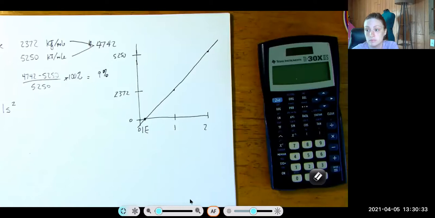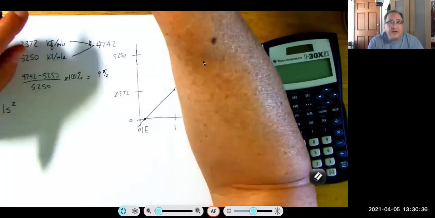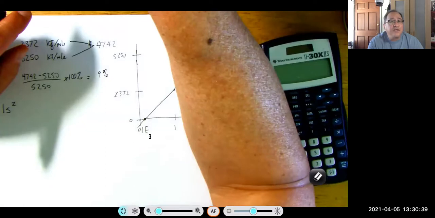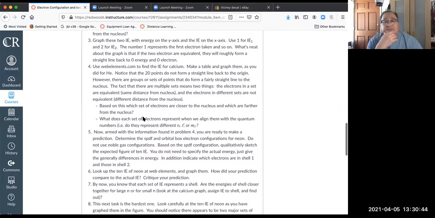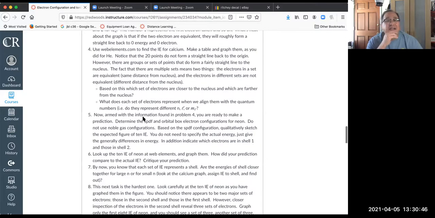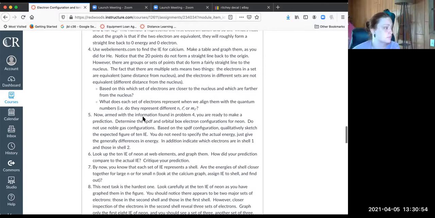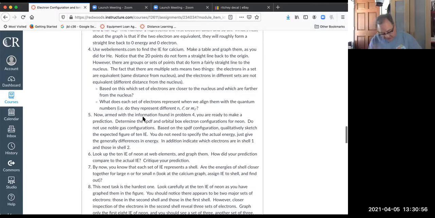Okay, and then the next thing here, I'm going to do a share back to the lab. If we look at number 4, we're supposed to look up the ones for calcium, find the ionization energies, and graph them as we did for helium. Now there's 20 of these. Roughly speaking, the graph is going to look as follows. So it's 1s2, 2s2, 2p6, 3s2, 3p6, and then 4s2 for calcium.